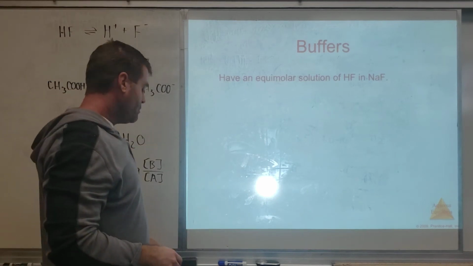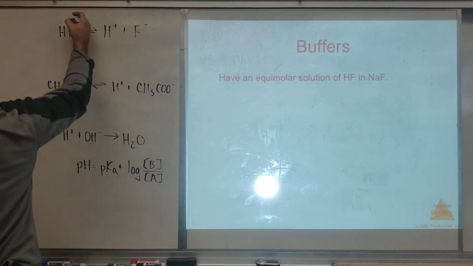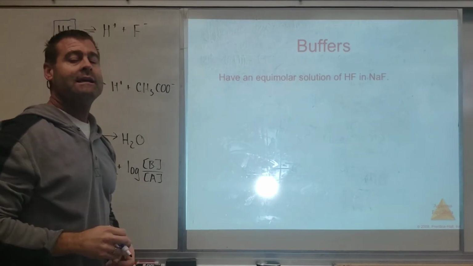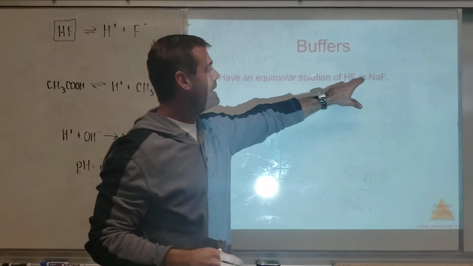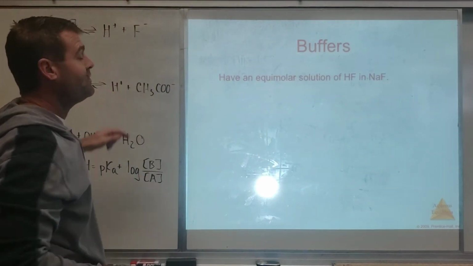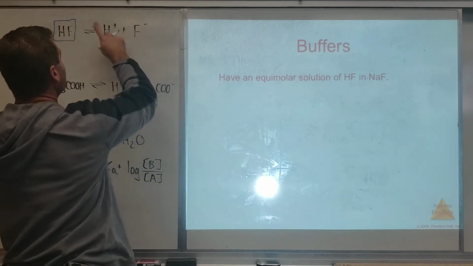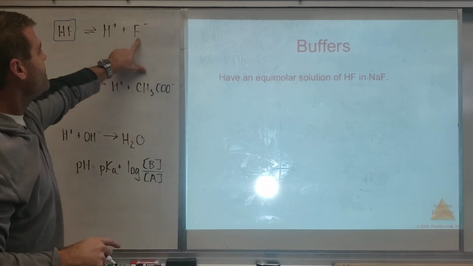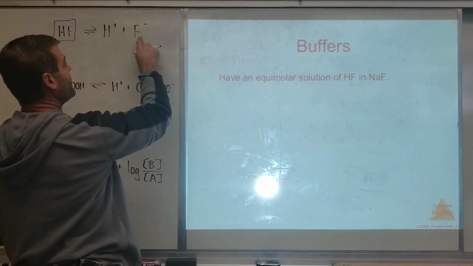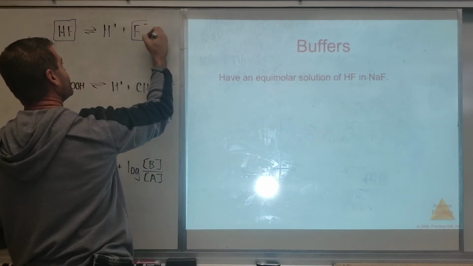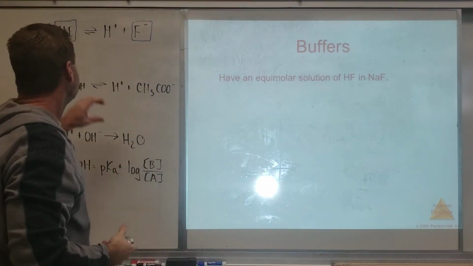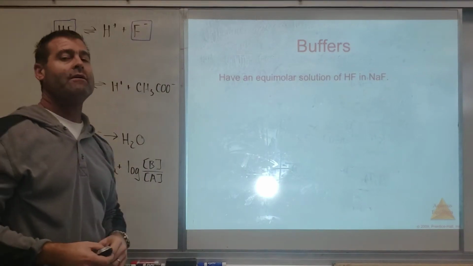But in a buffer situation, not only do we have the acid, but we also end up adding some of the conjugate base. And in this case, how do we do that? By adding sodium fluoride to this solution. If you add sodium fluoride to the solution, wouldn't you guys agree? Whereas before, when it was just hydrofluoric acid, very little fluoride ions. But if we add sodium fluoride, which would provide our fluoride ions, now we're adding the conjugate base. So in a buffer situation, not only do you have the acid available, but you also have a base available.